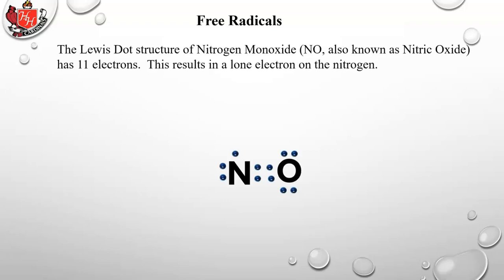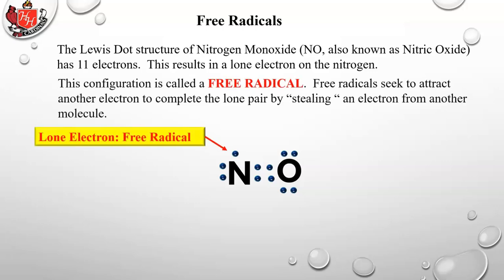Now let's talk about free radicals. You'll hear about those sometimes. The Lewis dot structure of nitrogen monoxide, NO, also known as nitric oxide, has 11 electrons. This results in a lone electron on the nitrogen. So that would be the structure of nitric oxide. Now the AP exam does not test on free radicals, but since you hear about them, I thought I'd include them in the lesson. So this configuration is called a free radical.